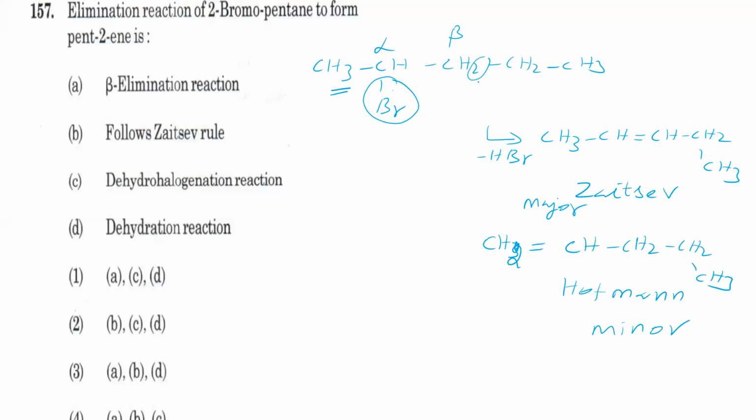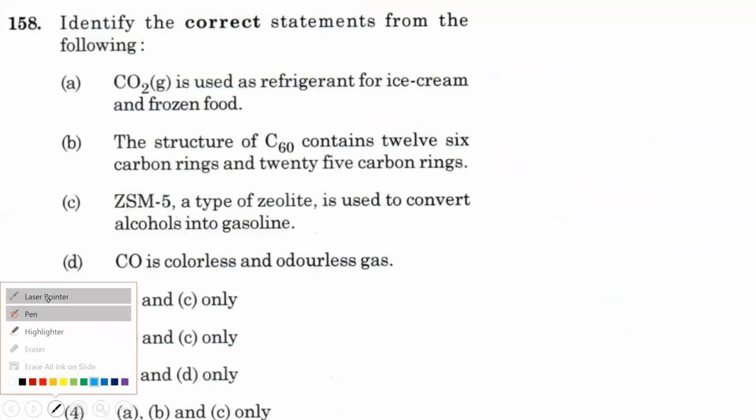Then in this reaction HBr is removed. Therefore it is called dehydrohalogenation. Therefore, we can say A, B, C are correct. So the answer for this is the fourth option. Okay, let us go for the next question.